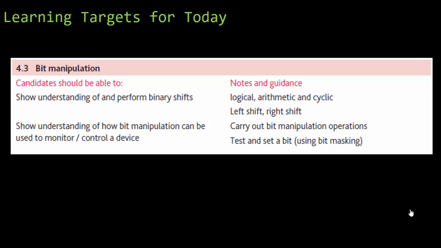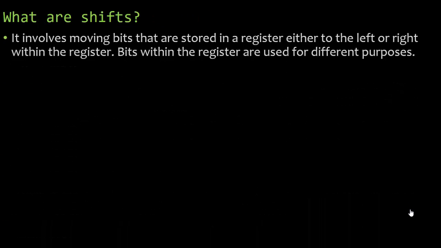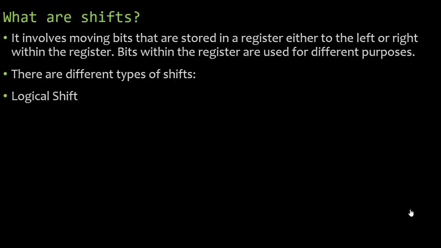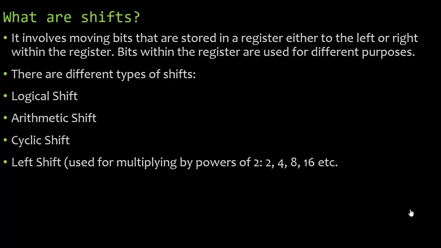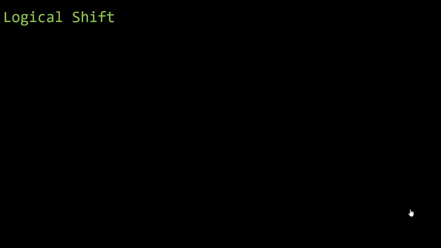We're going to be carrying out some bit manipulation operations. We're also going to be testing and setting bits using bit masking. So what are shifts? Well, it involves moving bits that are stored in a register either to the left or right within the register itself. Now, bits within the register are used for different purposes, and we'll be taking a look at that later today. Now, there are different types of shifts you need to be familiar with. One is a logical shift, an arithmetic shift, a cyclic shift, left shifts, which are used for multiplying, right shifts, which are used for dividing.